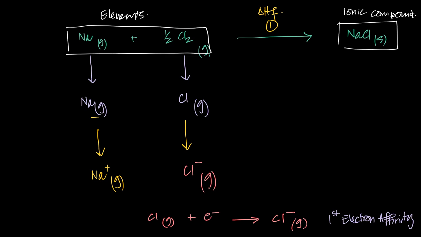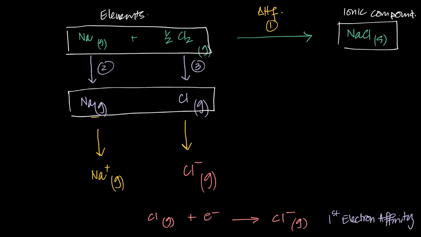But what is this fellow right here, and in each of these two reactions, if I were to label them as reactions number, let's say 2 and 3, 2 and 3 are atomization reactions. And what are they making? They're making gaseous atoms. So from elements, you are going to go to gaseous atoms. Now, these are two separate reactions, but we can pool them together. So from this stage to this stage is the sum of 2 plus 3. Because 2 is the atomization of sodium and 3 is the atomization of chlorine. So from elements, you can go to gaseous atoms.